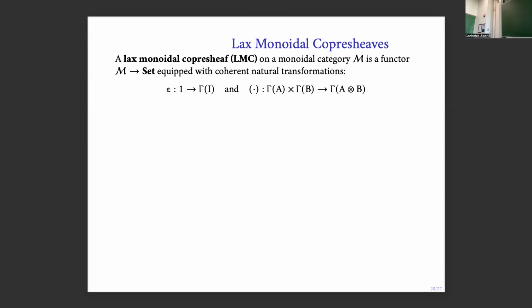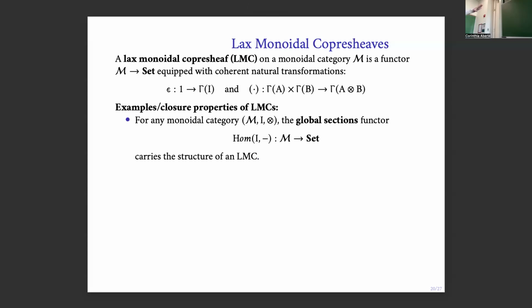Anyway, one of these things on a monoidal category M is a functor from M to set that's equipped with coherent natural transformations. So we have this epsilon, which is a point of the set gamma at the monoidal unit, and this multiplication operation, which takes an element of gamma at A and an element of gamma at B, and then produces an element of gamma at the tensor of A and B. And those have to satisfy some coherence conditions, which I'm not going to bother with this time around.